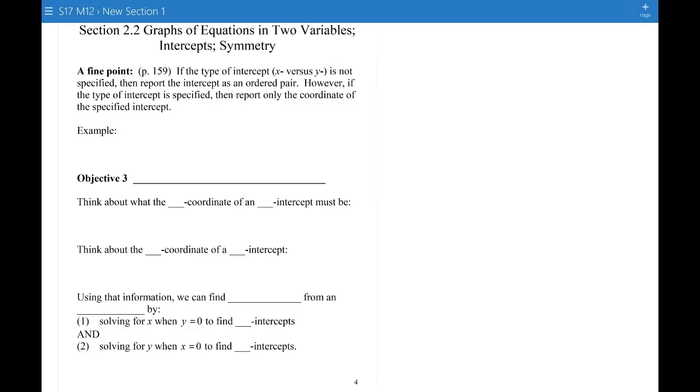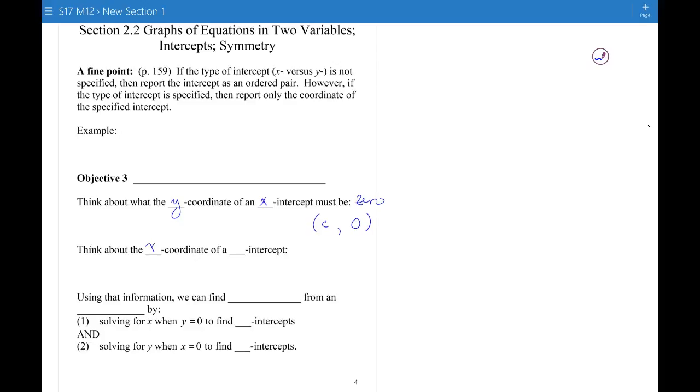Okay, so the third objective is about finding intercepts from an equation. That's going to involve some algebra, so this is find the intercepts algebraically. From a picture is graphically, and using algebra is algebraically. So think about what the y-coordinate of an x-intercept has to be. It has to be 0, right? So the y-coordinate of an x-intercept is 0. Every x-intercept is going to look something like (c, 0).